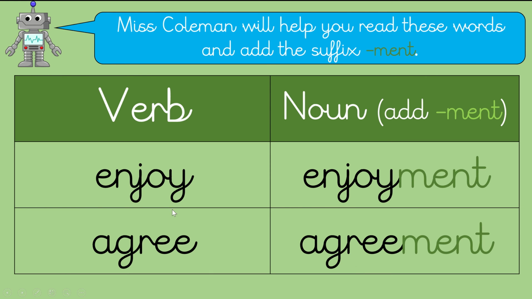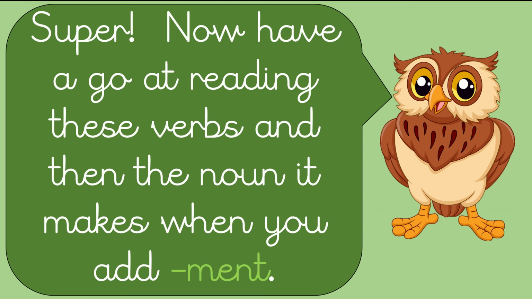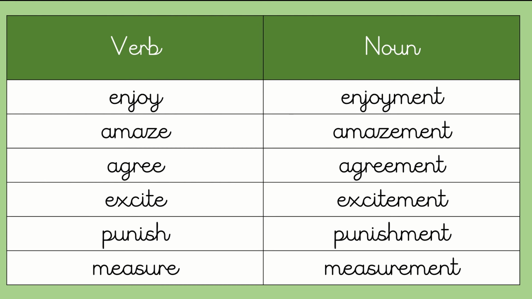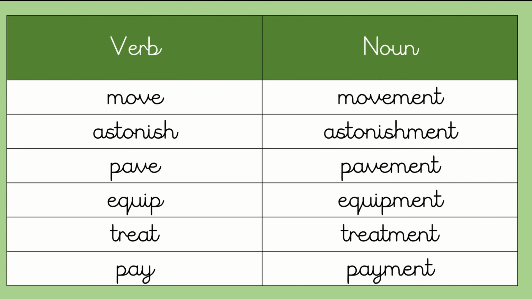Brilliant, it says agree. I'm just checking, enjoy means that's something that you like to do, and agree means you think the same thing as somebody else. Okay, so have a go at reading the noun it makes when you add ment to the word agree. Brilliant, it says agreement. So let's move on. Super, now have a go at reading these verbs and then the noun it makes when you add ment. Okay, so it's your turn to have a go. I want you to pause the video and read these. Brilliant, now I want you to pause the video and have a go at reading these.